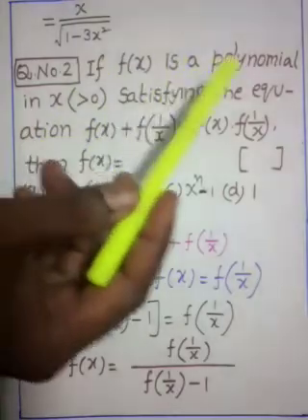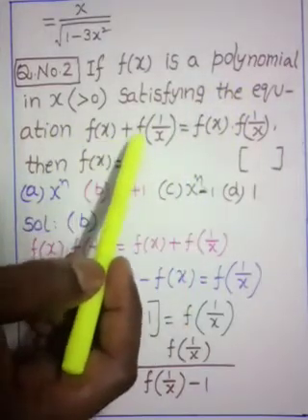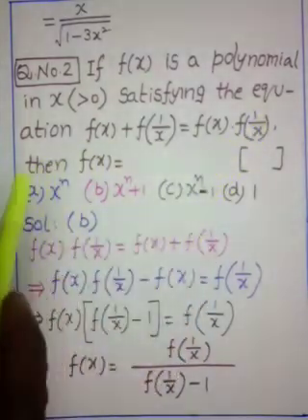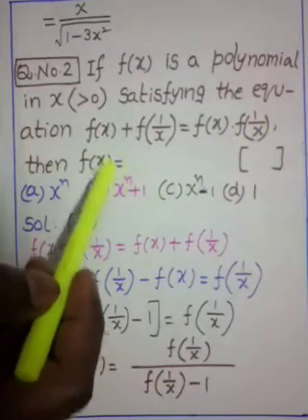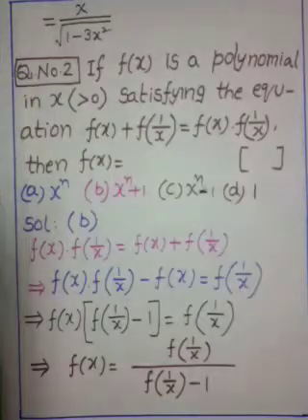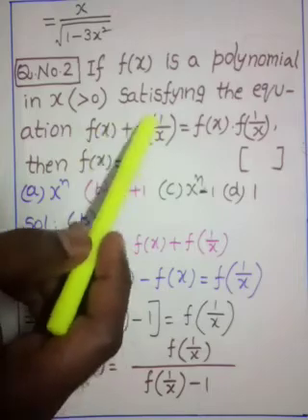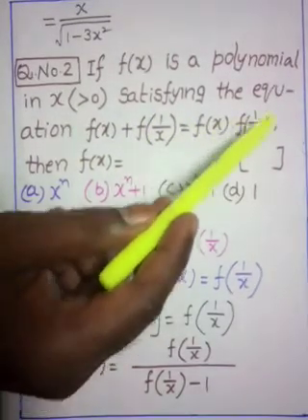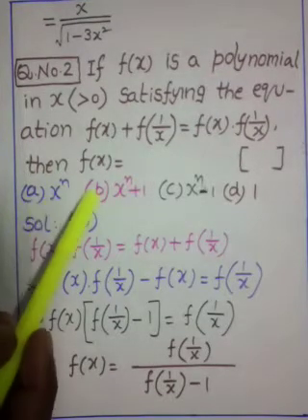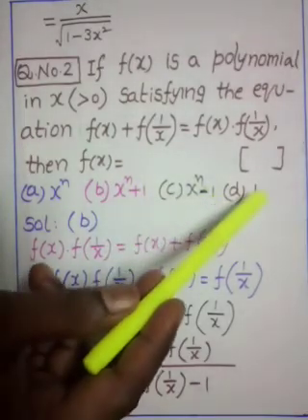If f of x is a polynomial in x, x value is greater than 0, satisfying the equation f of x plus f of 1 by x is equal to f of x into f of 1 by x. Then f of x is equal to, let us find the function f of x, which is a polynomial function in x. Okay, my children, that polynomial function is satisfying this condition f of x plus f of 1 by x is equal to f of x into f of 1 by x. Now come to the options. First option x power n, second option is x power n plus 1, and third option x power n minus 1, and fourth option is 1.